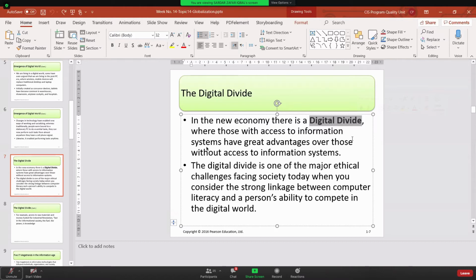So consider the strong linkage between computer literacy and a person's ability to compete in the digital world. When you say literacy, it means the people are educated, that they know what a computer is and how to use it. So you must provide these things. Okay, this is the concept of digital divide.